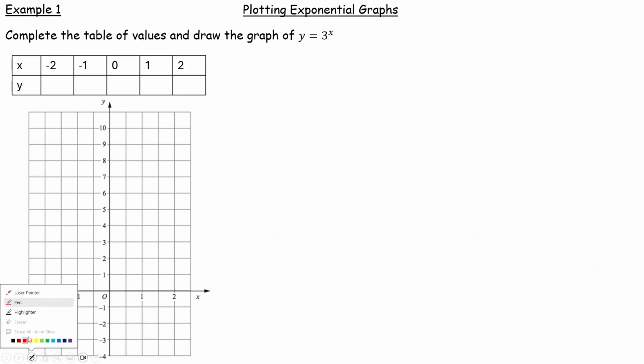It says complete the table of values and draw the graph of y is equal to 3 to the power of x. Because my power is x, I need to recognize that it is going to be a graph that looks something like this. That's the rough shape of it. But I want to complete the table of values, so let's go and do that. It's just substituting these x values into y equals 3 to the power of x. So let's do that one by one so we can see what is going on.